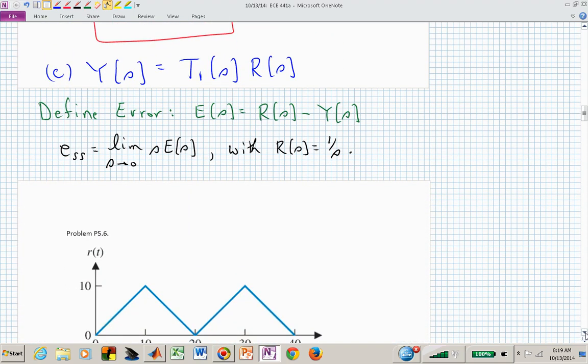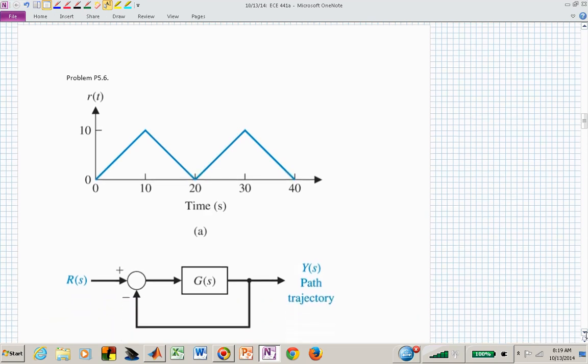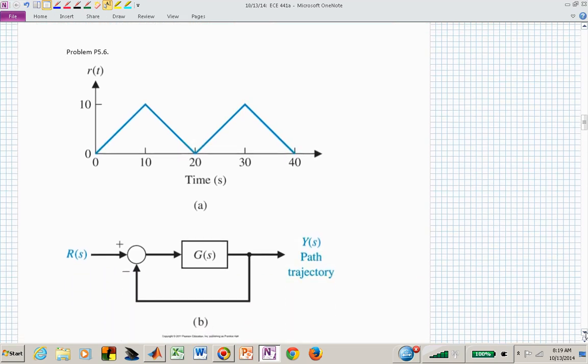Then in one of the other problems, problem 5.6, I don't remember if they're painting or cutting or welding, but they're moving a robot arm in this triangular pattern. And they are interested in the steady state error.